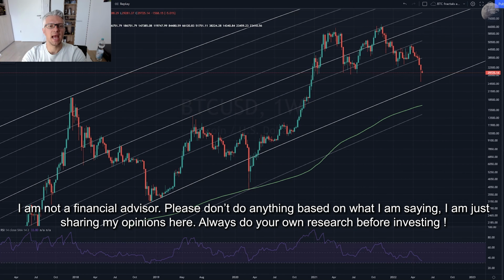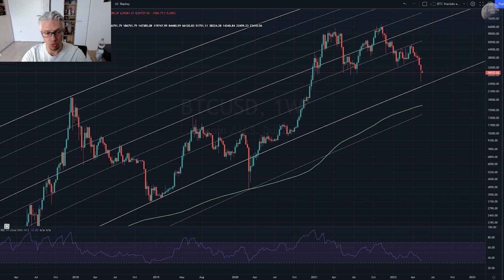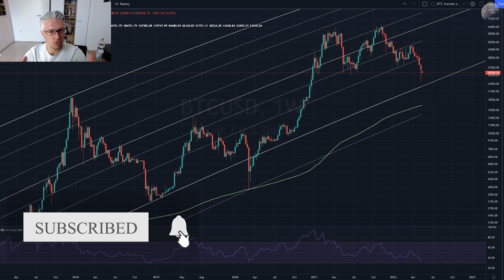The weekly candle has closed. So, was it a good weekly candle close? Is this dump over? Or is it quite likely that we go and visit lower prices, which we of course all wouldn't like? We want Bitcoin to finally start rising again.